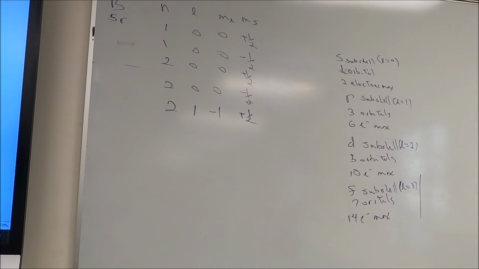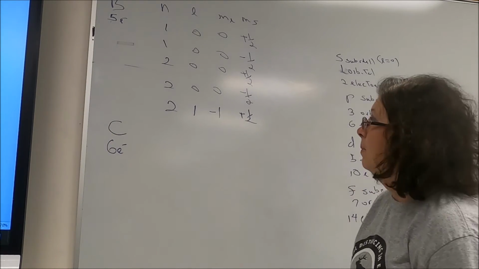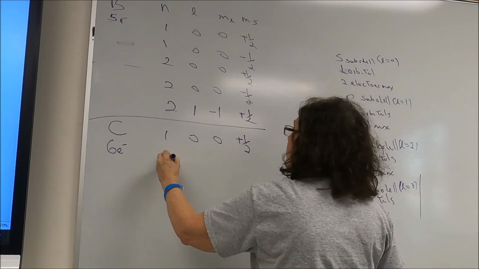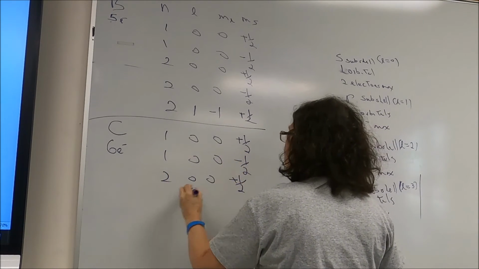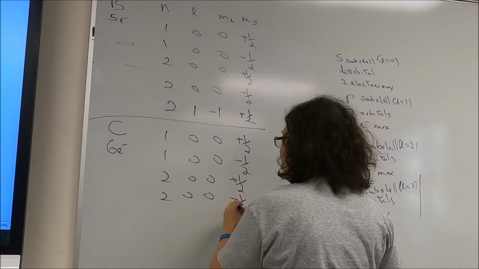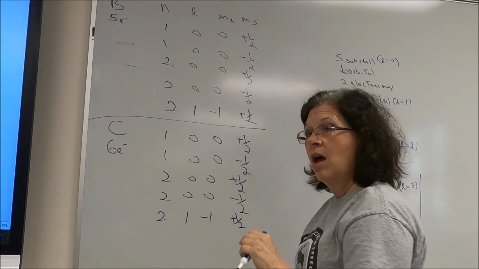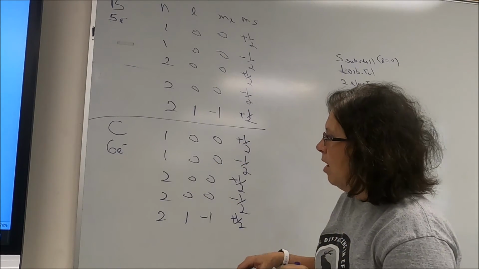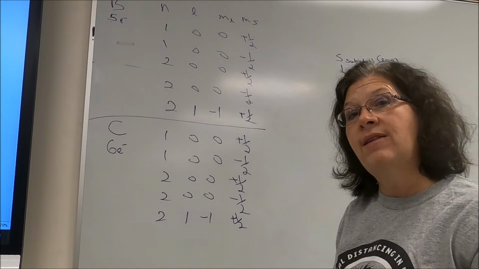Now, after boron comes carbon. Carbon has 6 electrons. So 1, 0, 0 plus a half, 1, 0, 0 minus a half, 2, 0, 0 plus a half, 2, 0, 0 minus a half, and I have 2, 1, minus 1, plus a half. Now comes an interesting question. I've got the 5 electrons in. I just copied what I had for boron. I need to put in the 6th and final electron. But now we have choices.